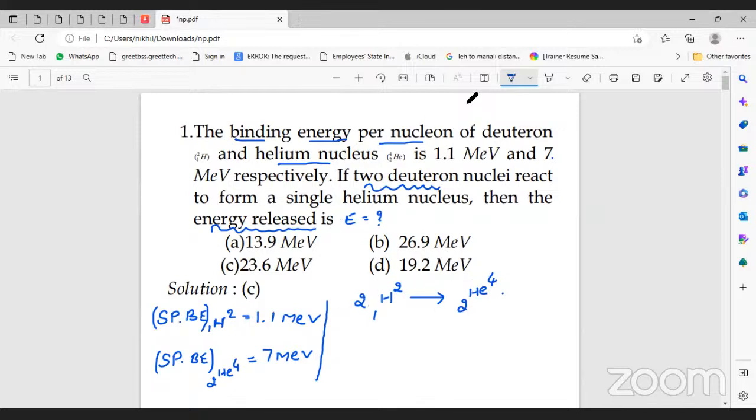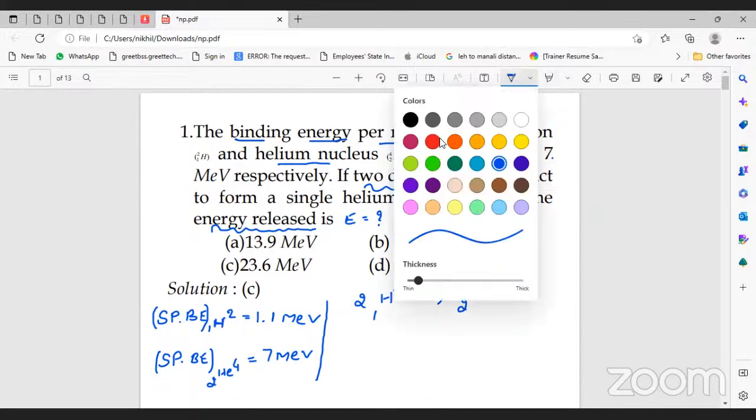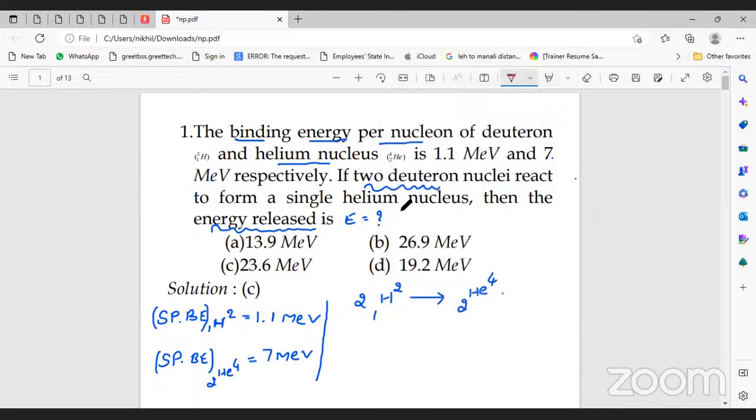So energy released means what? The binding energy of the reactant, difference, the binding energy of the product. That is the energy released. But they have not given the binding energy. Instead of that, they have given the specific binding energy.